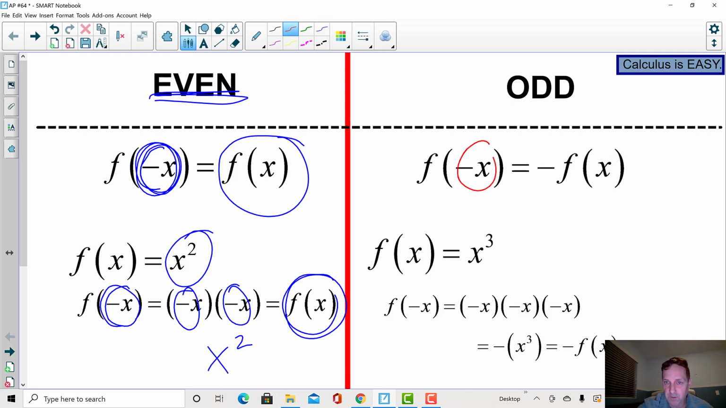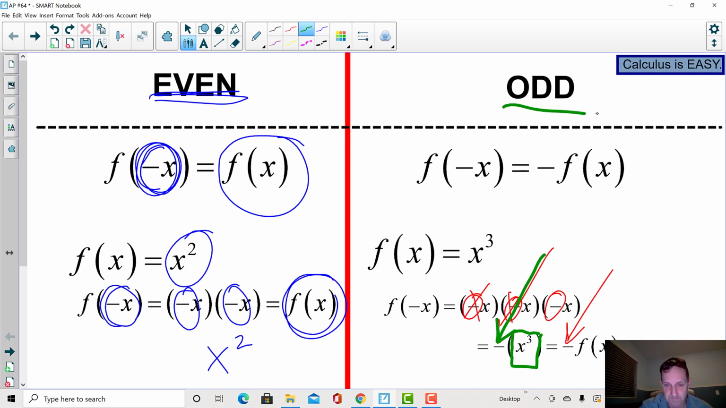For an odd function, when you plug in a negative x, you're going to get the same thing back, but there's going to be an extra negative. So let's look at an example of that. If I plug in negative x into x to the third, I'm going to have negative x times negative x times negative x. So that's 3 negatives. 2 of them will cancel, but there's still going to be 1 negative left. And if you bring that negative to the front, you're going to see that we do have the original thing we started with, which is x to the third. It's just that there's an extra negative in front of it. So that's an example of an odd function.